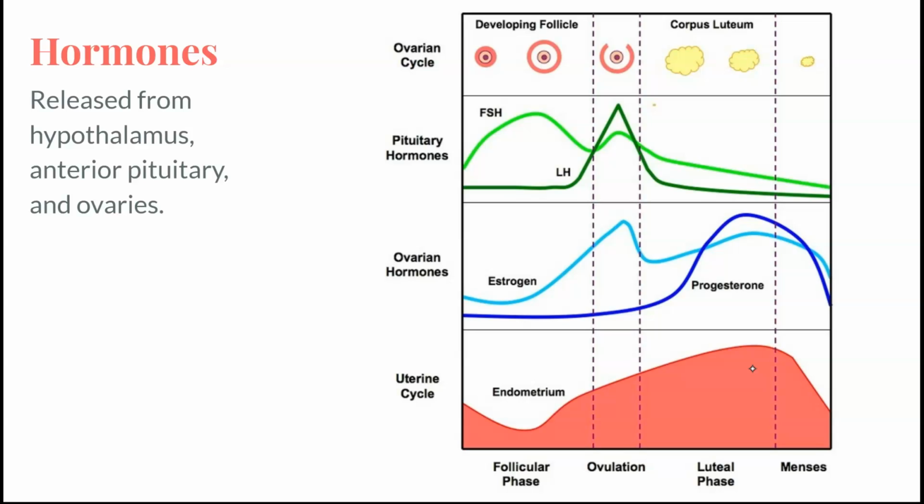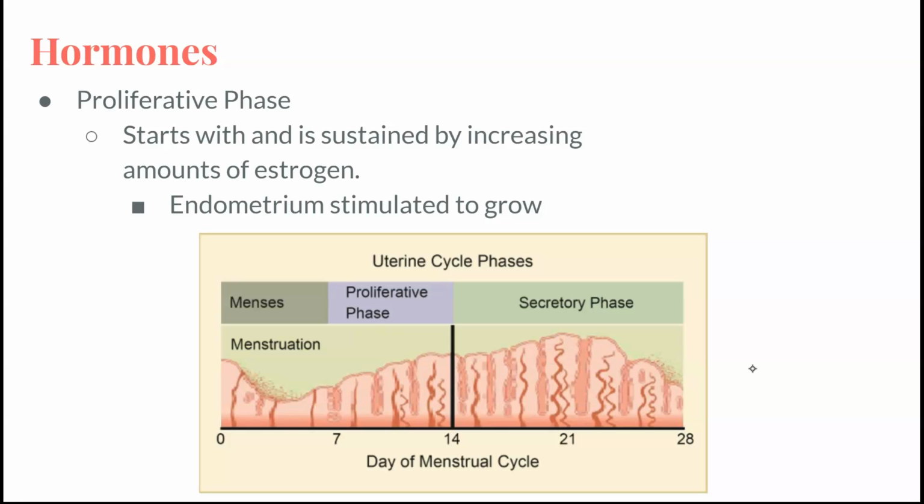Hormones control everything. It's lots of fun. Hypothalamus, anterior pituitary, and ovaries are your main friends in this journey. We're not going to really go into this, but the endometrium is stimulated to grow by estrogen and continues to grow because of progesterone.